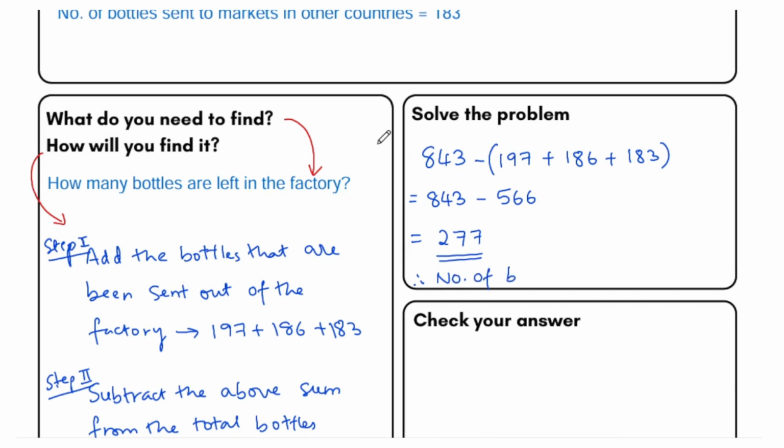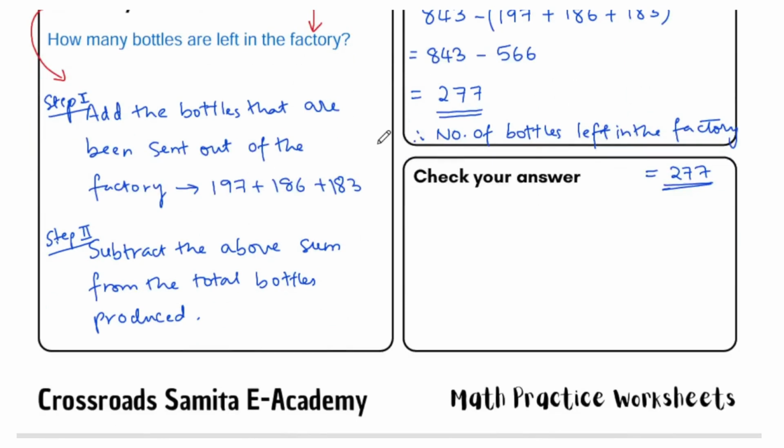Therefore, the number of bottles left in the factory, I don't have place, I'm just writing here, is equal to 277. There's one more step, the last step.